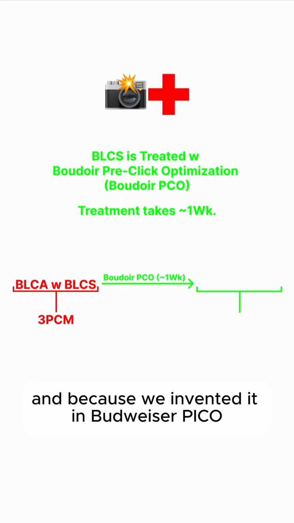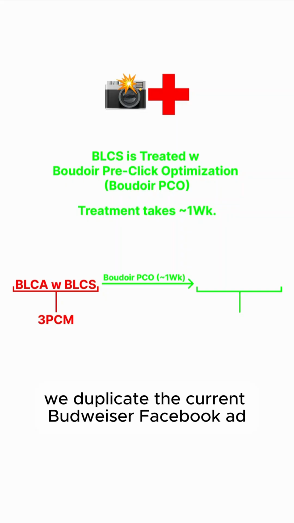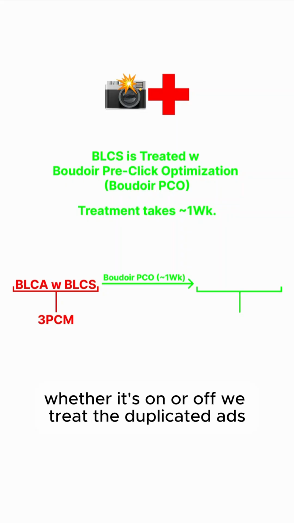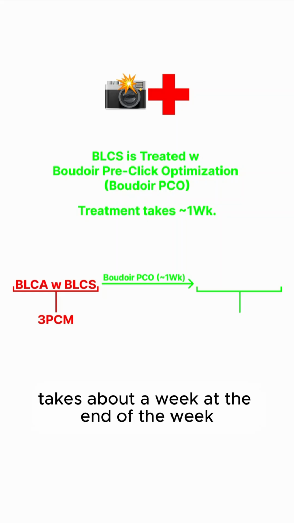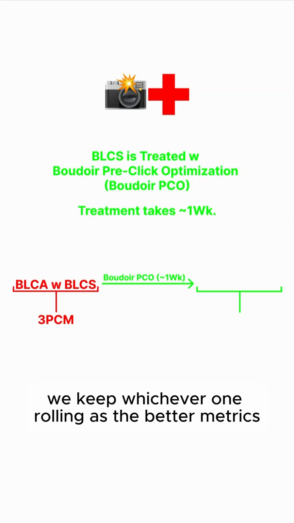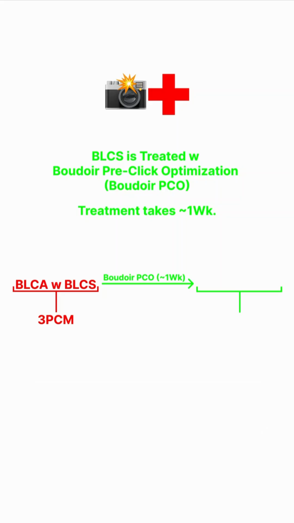In Boudoir Pico, we duplicate the current Boudoir Facebook ad, whether it's on or off. We treat the duplicated ad. We leave the original one alone. Treat it, takes about a week. At the end of the week, we keep rolling whichever one has the better metrics.